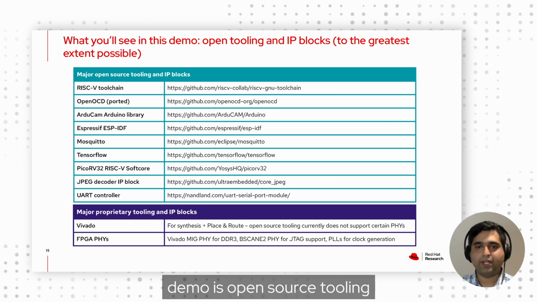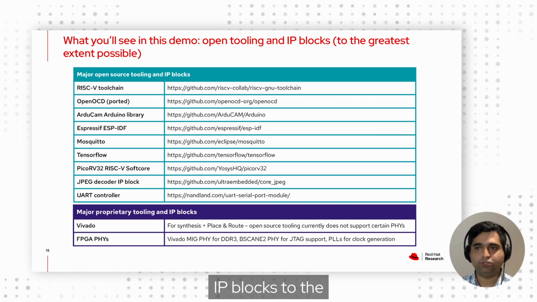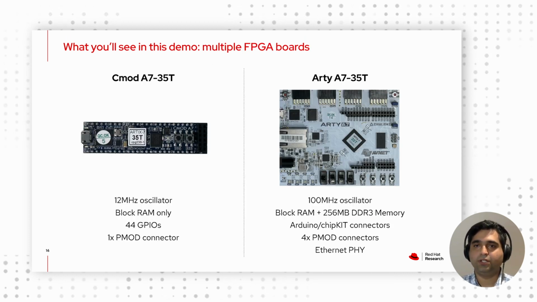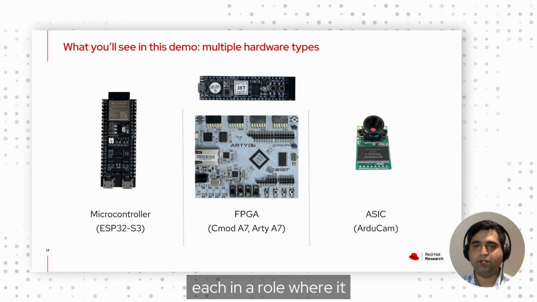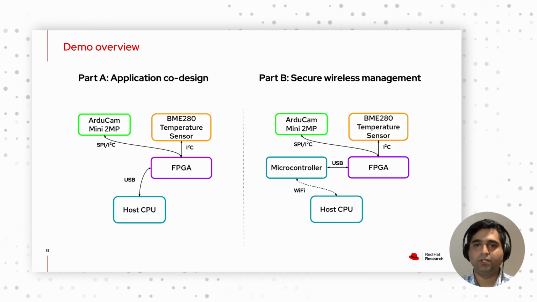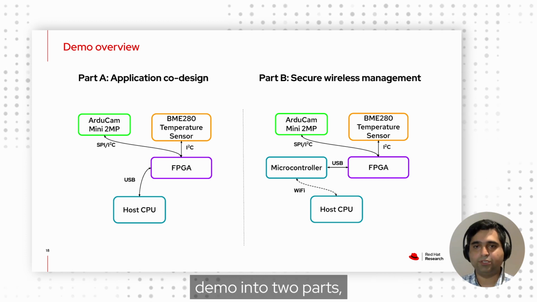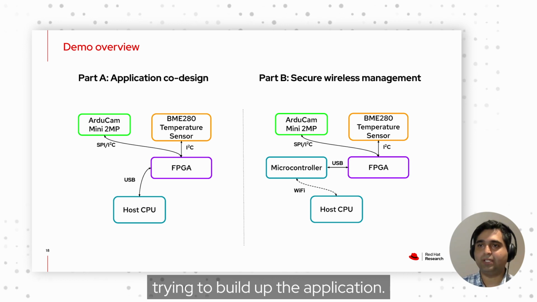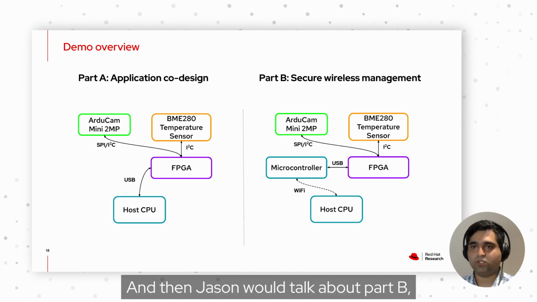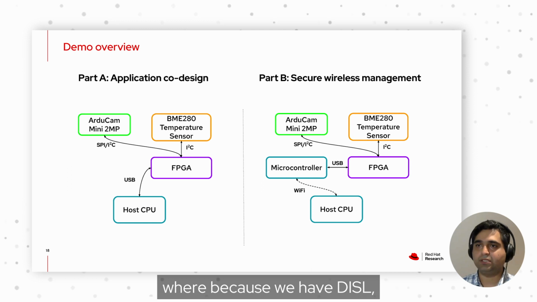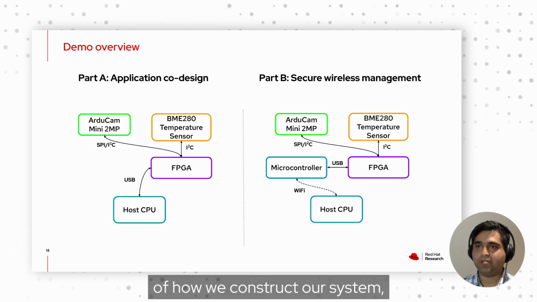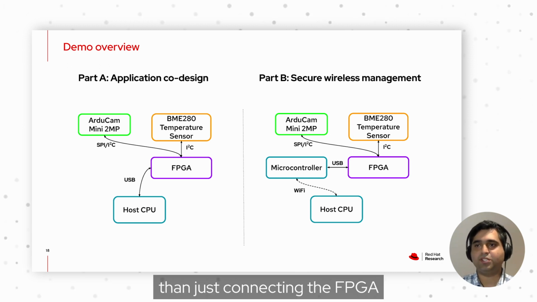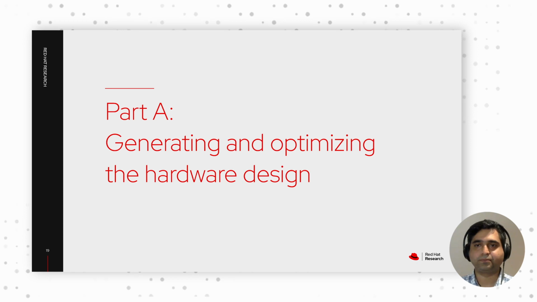So what you'll see in this demo is open source tooling and IP blocks to the greatest extent possible. You'll see multiple FPGA boards. You're going to see multiple hardware types, each in a role where it provides the most value. And we've split the demo into two parts. Part A, which I will cover in a bit, we'll do the co-design, trying to build up the application. And then Jason will talk about part B, where because we have DISL and we're able to have the flexibility of how we construct our system, we're able to do more complex interfaces than just connecting the FPGA over a wire to a desktop PC.